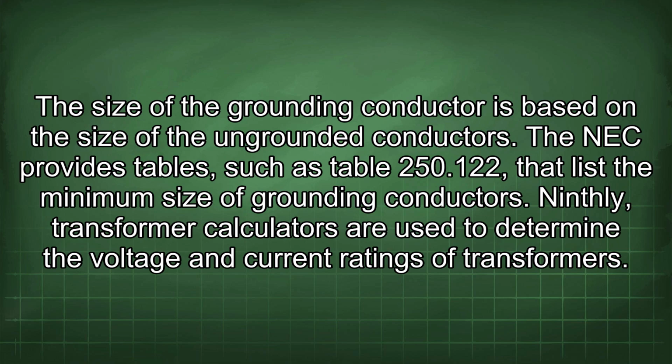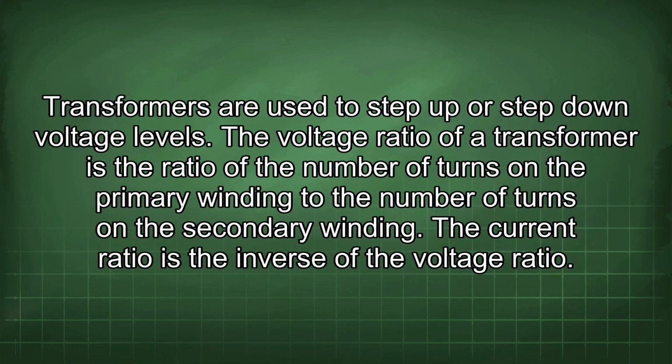Ninthly, transformer calculators are used to determine the voltage and current ratings of transformers. Transformers are used to step up or step down voltage levels. The voltage ratio of a transformer is the ratio of the number of turns on the primary winding to the number of turns on the secondary winding. The current ratio is the inverse of the voltage ratio.